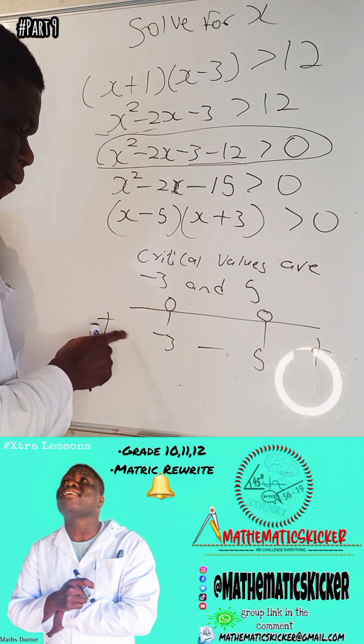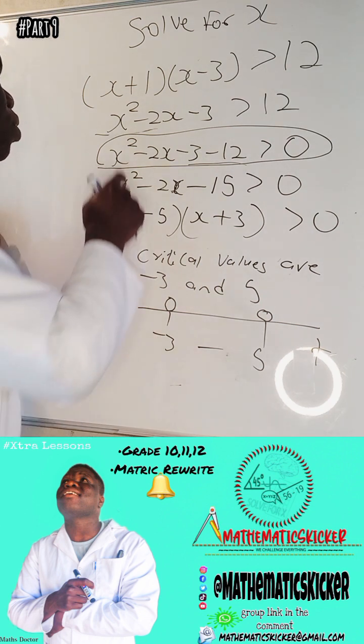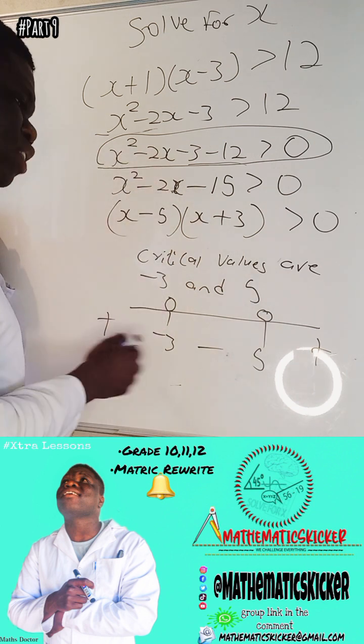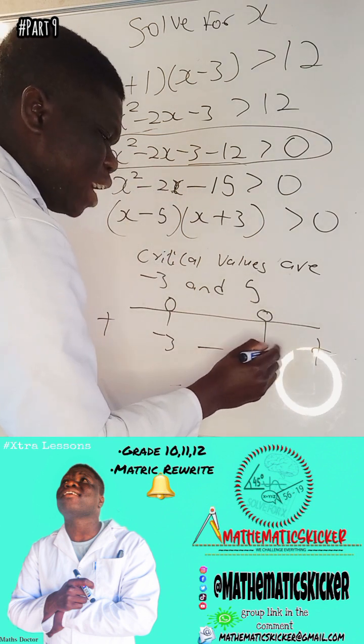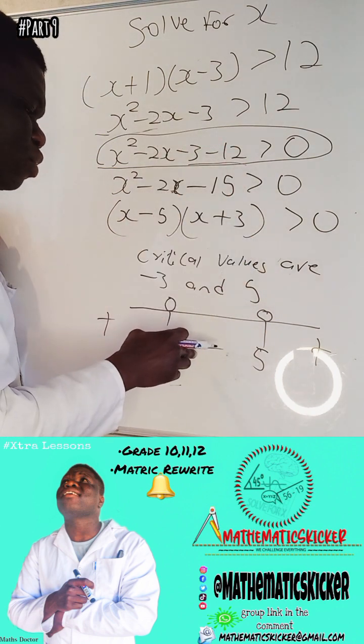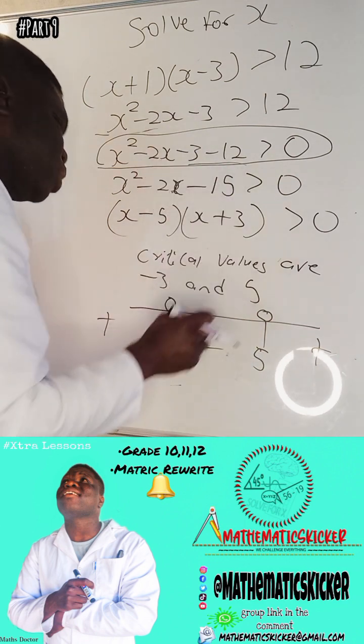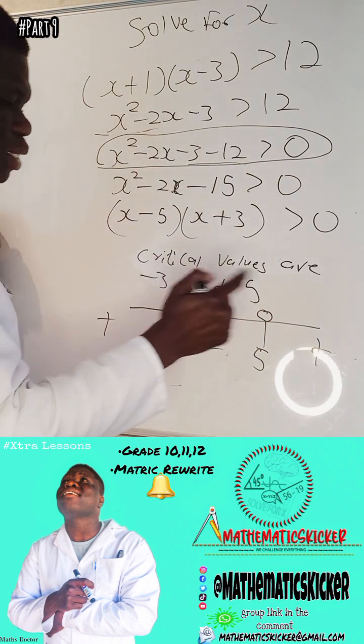Then you take any number which is less than minus 3, then you substitute here, you will get positive. Any number greater than 5, you substitute here, you will get a positive, right? Then you take any number which is between negative 3 and 5, then you substitute here, you will get negative. It's always plus, minus, plus.